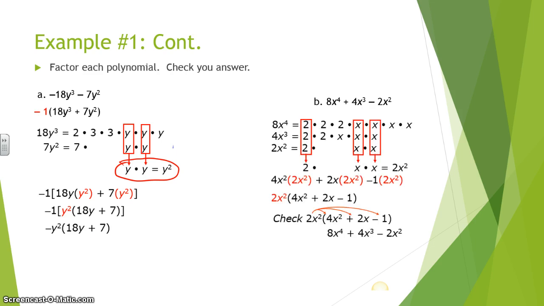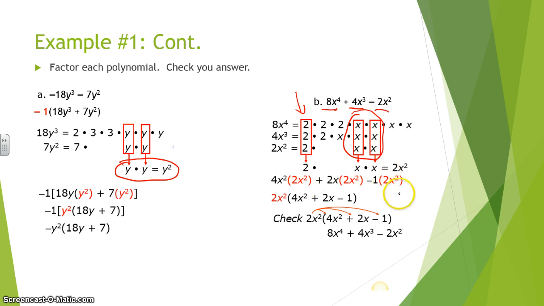Looking at the next one here, we have 8x to the fourth plus 4x to the third minus 2x squared. So we're going to factor out each of these terms. To get 8x to the fourth, that's 2 times 2 times 2 times x times x times x times x. 4x to the third breaks down, when we factor it out, it's 2 times 2 times x times x times x. 2x squared is 2 times x times x. So what is the greatest common factor here? Well, it's going to be 2 for each of these, and then each one has x squared, or x times x. So my greatest common factor is 2 times x squared.